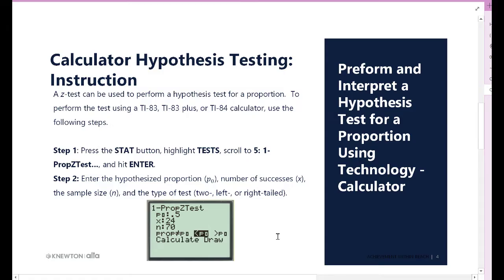What are these things? So I just took a screenshot here. Your p naught is your hypothesized proportion. It's very similar to your mu naught in the sense that it comes from your hypothesis. Your x is the number of successes. So when it comes to proportions, you're going to have a number of successes, and then you're going to have your sample size. And then, as always, we have to determine what type of test we have. Is it two-tail, left-tail, or a right-tailed test?